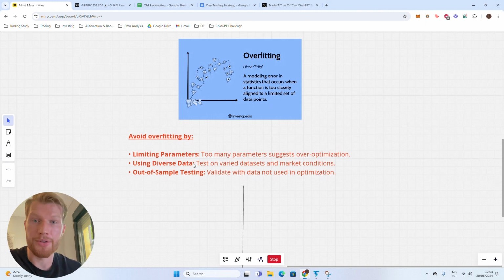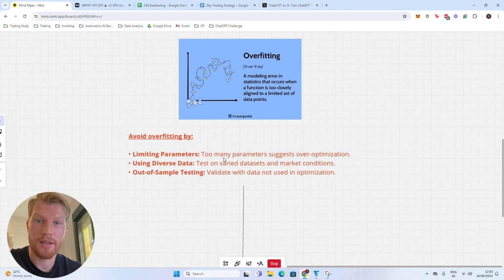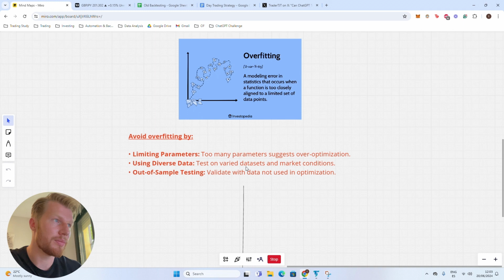Limit the number of parameters. So you don't want to have a strategy with 100 different parameters to get in. Simpler the better, right? In my opinion, simpler the better. That's one way to avoid it.